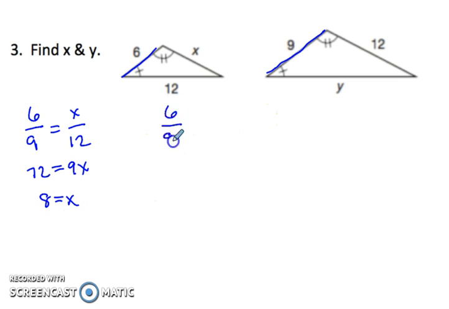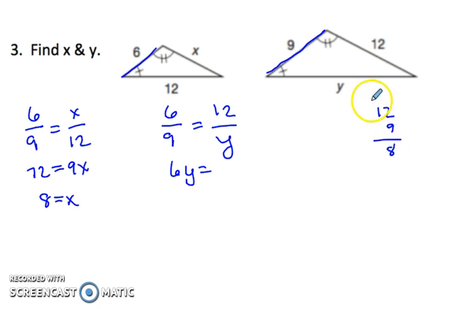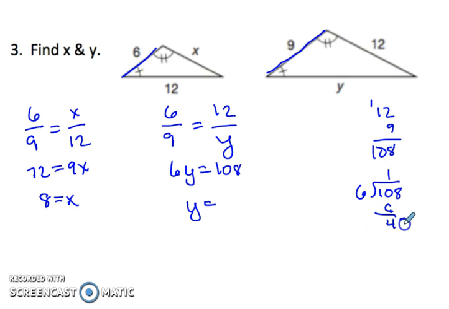Let's start again and do the same thing for the y. If I start with the small triangle, then I have to start with the smaller triangle again. So I get 12 over y. And so then I get 6y is equal to 9 times 12. I don't know that off the top of my head. 9 times 12 equals 108. Then divide by 6. 6 goes into 108 18 times. Y would be equal to 18.